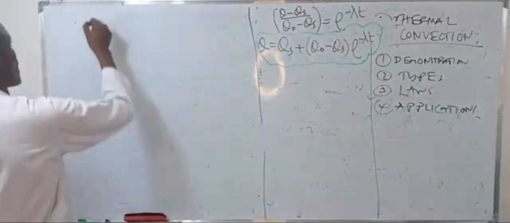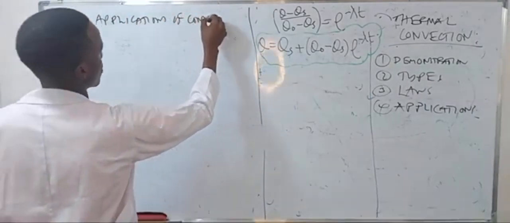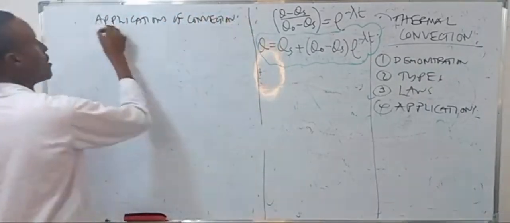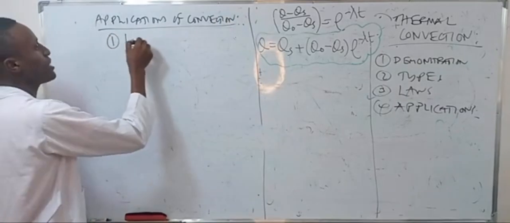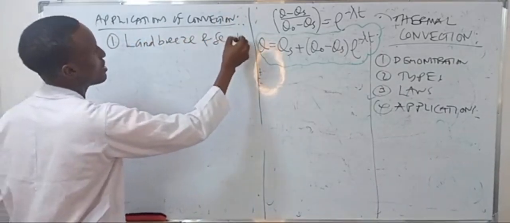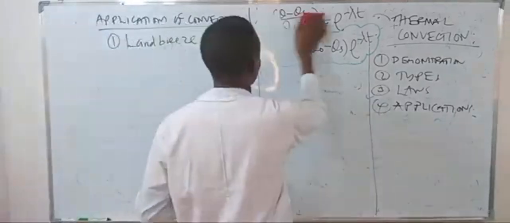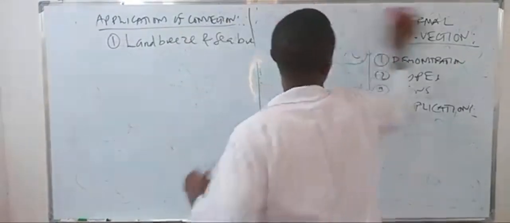Applications of convection. One is the land breeze and the sea breeze. Land breeze and sea breeze.